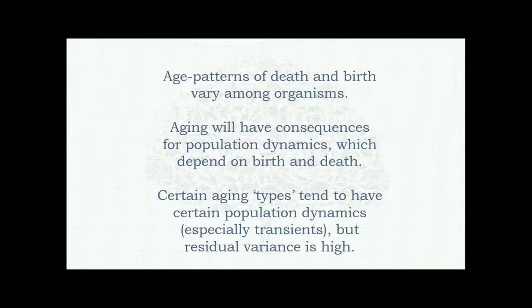So the take-home messages are age patterns of death. Well, we've covered survival here with death, but also birth amongst organisms. Aging does have consequences for population dynamics, and certain aging types tend to have certain population dynamics, and that tells us something about their fitness and also how they respond to environmental disturbances. But the residual variance is also very high, so there's lots of unexplained stuff going on in there.